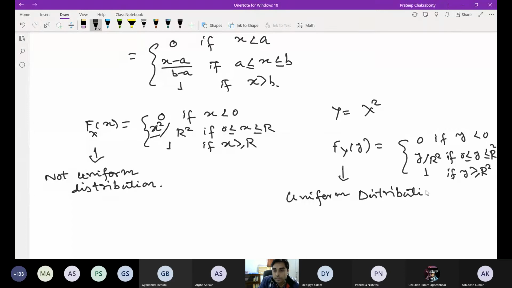And for the discrete case also we have studied the uniform density function. If there are r points and you are choosing any point randomly, each has the same probability 1 by r. That is the uniform density function for the discrete case. Here this is the uniform density function for a continuous variable.